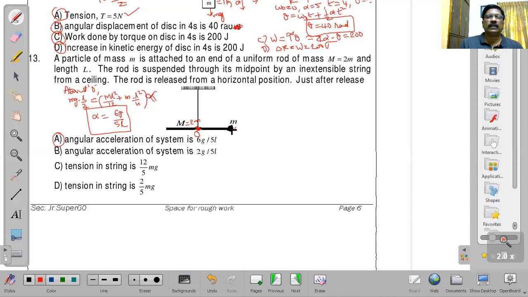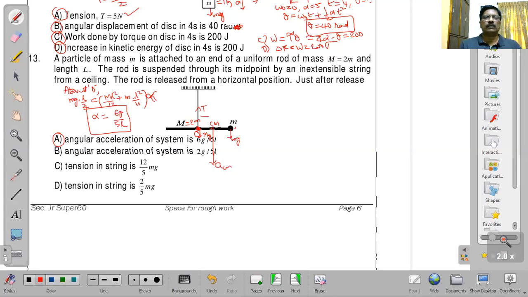Whenever the rod is released from the horizontal position, immediately at that time, the forces acting on the rod are: tension acts on the rod at the midpoint upwards, the weight of the rod, capital Mg, acts vertically downwards, and small mg also acts downwards. Because of that, as it turns, at that instant when the rod is released, the center of mass of the system comes down with an acceleration, say ACM.